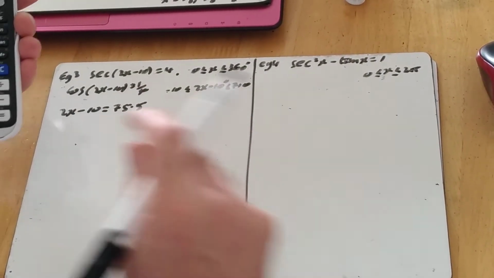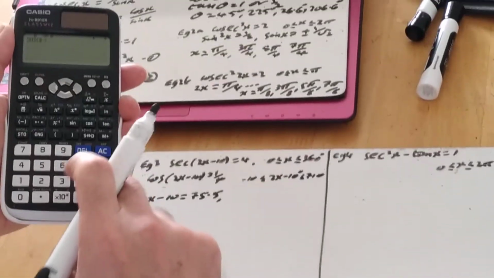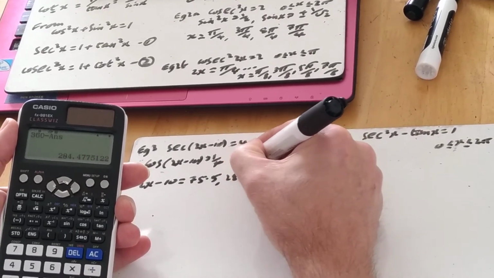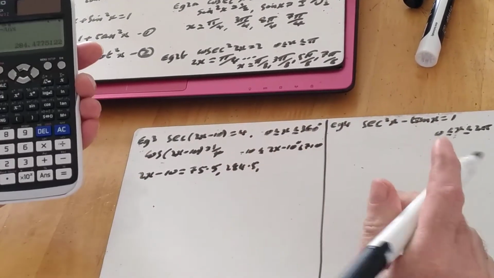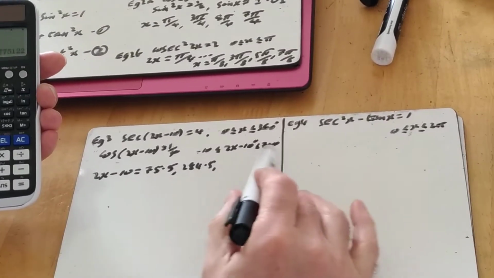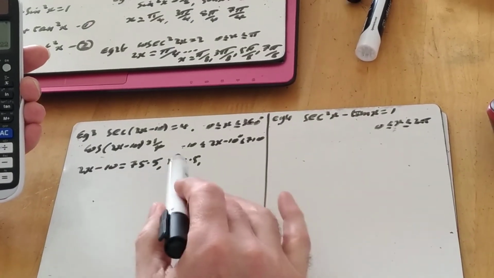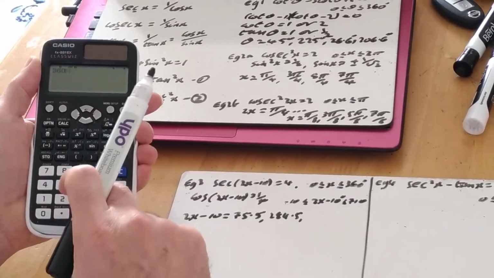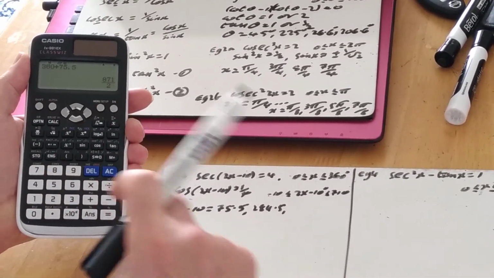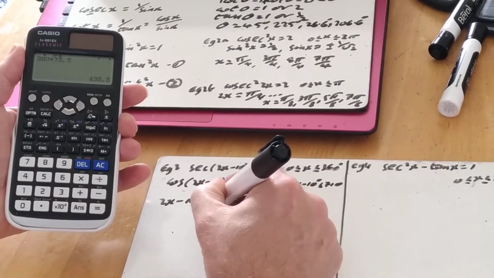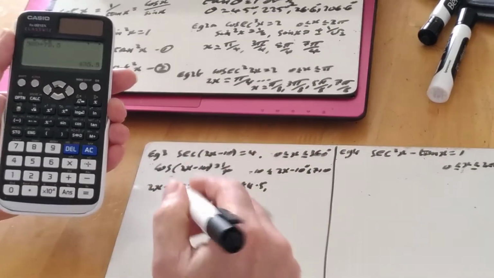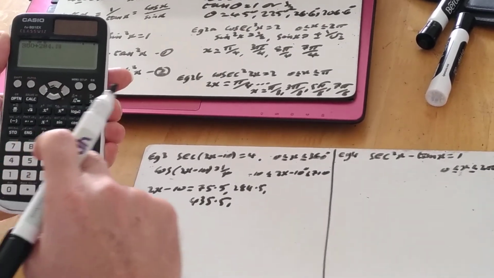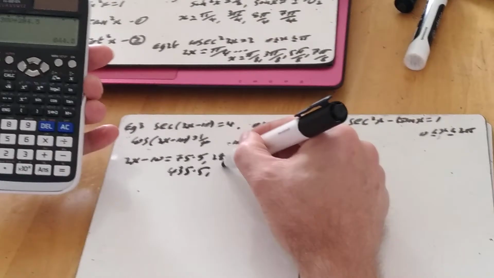To get my second answer in 0 to 360 for cos, it adds up to 360, so 284.5. And because I've written this, I know I need to extend my range of values, so I can do 360 plus my 75.5, 435.5 there, and then 360 plus my 284.5 equals 644.5.